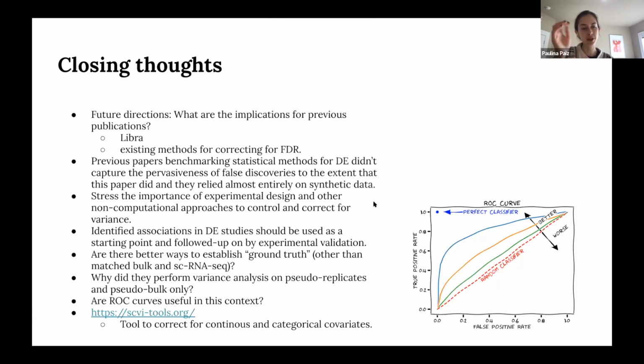And some questions I had, for example, when I was looking at other papers that benchmark statistical methods, were that a lot of them use this thing called the ROC curve, and I was curious why this paper hadn't used that tool. Like I mentioned, when they performed the analysis of variance, they only compared pseudoreplicates with pseudobulk. So why just do it on pseudoreplicates and not on the single-cell methods? This we already talked about, which is the ground truth.